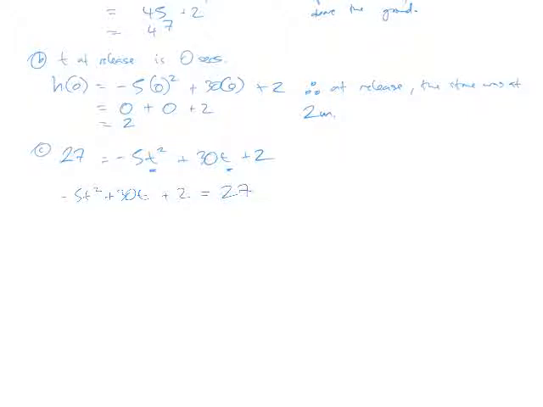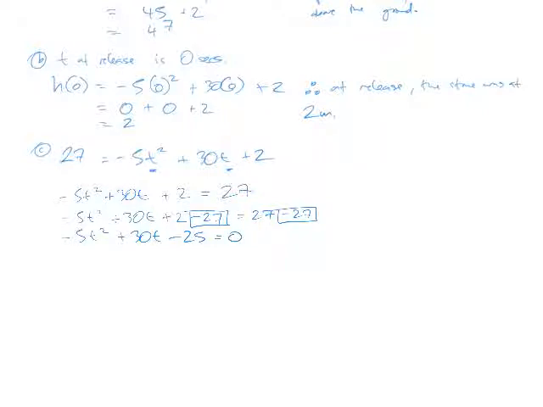I need to get 27 on the left hand side, so negative 5t squared plus 30t plus 2. The opposite of positive 27 is negative 27, so taking 27 from both sides is going to clear the right hand side for me. So negative 5t squared plus 30t, 2 take 27 is negative 25, is equal to 0.